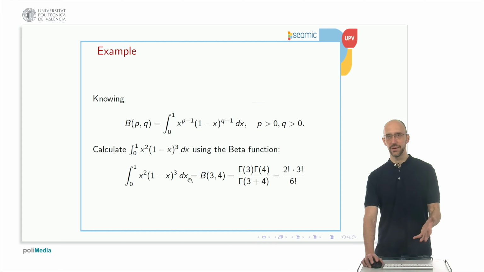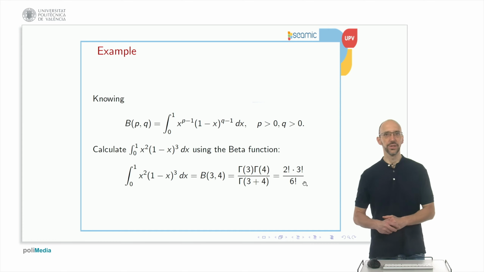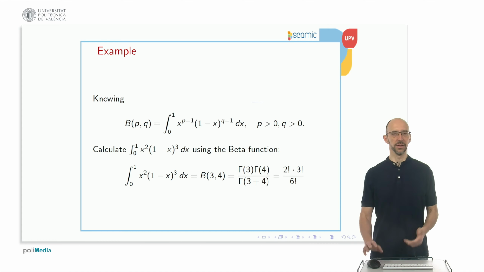So for next steps, the number you see here, you need to add 1, always. The number you see here, you need to add 1 again. So this is gamma of 3, gamma of 4, divided by gamma of 3 plus 4. Gamma of 3 is 2 factorial. Gamma of 4 is 3 factorial. Gamma of, be careful, 7 is 6 factorial. And then this is just a calculation you can solve in any calculator.